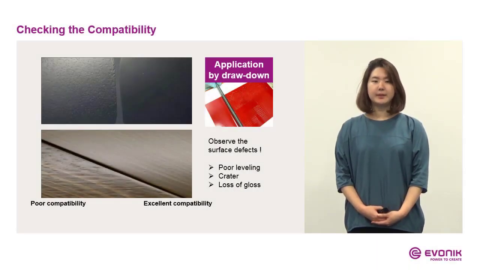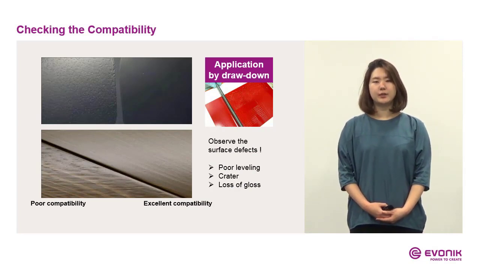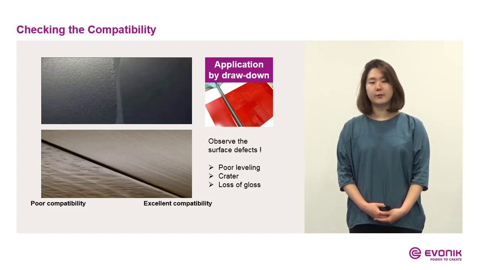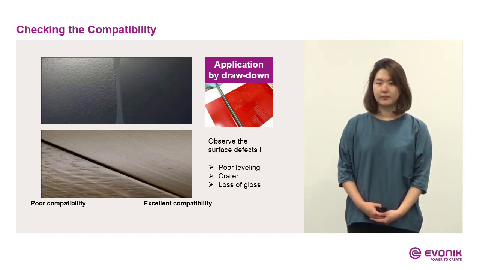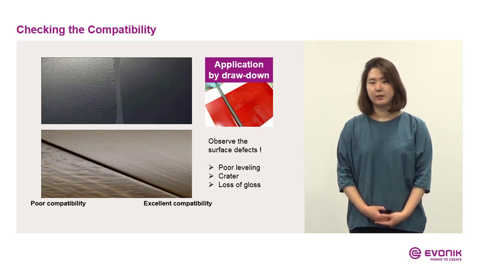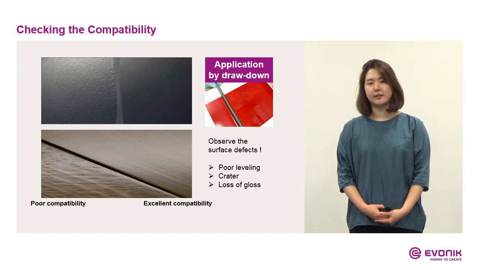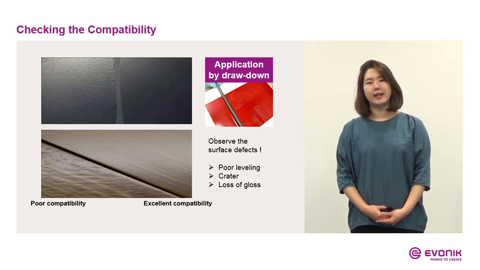To check the compatibility, what we sometimes do is we apply the paint with a drawdown bar on a substrate. This helps us to observe the surface defects, for example, craters, poor leveling, and loss in gloss. On the left side, you see in the picture poor compatibility, which we want to avoid. On the right side, we see excellent compatibility, very nice leveling, which we want to eventually have.